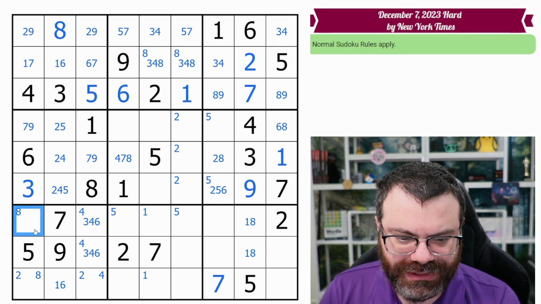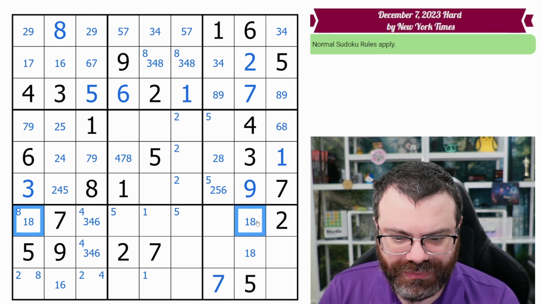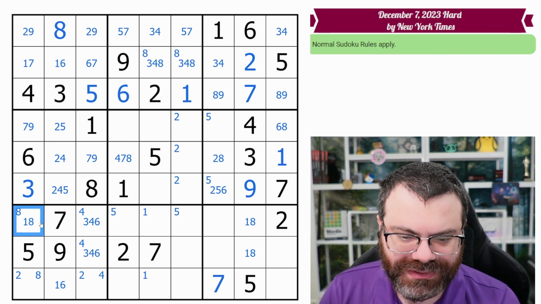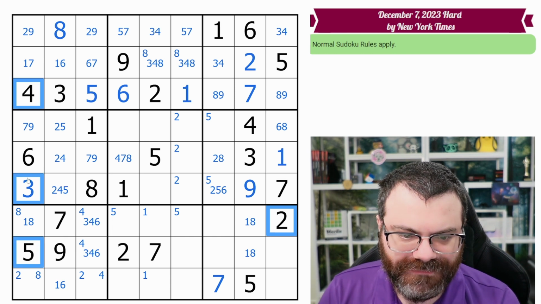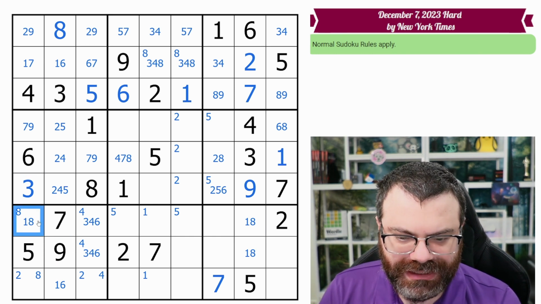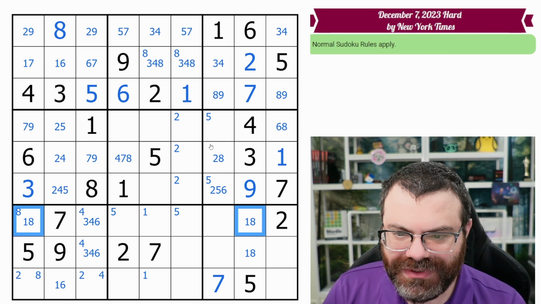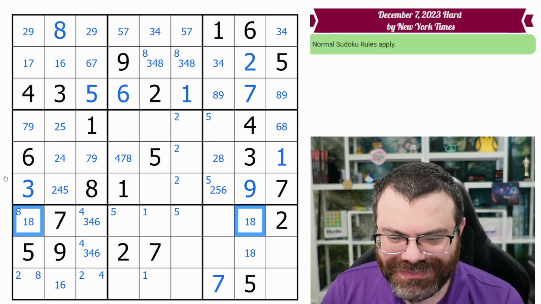Oh, 1 or 8 only? That's a 1, 8 pair in the row. Wow, okay, I'm going to double check that. So this sees 2, 3, 4, 5, 6, 7, and 9. So we get a 1, 8. I was telling you it was going to be one of these pairs matching up. So we have a 1, 8 pair here.